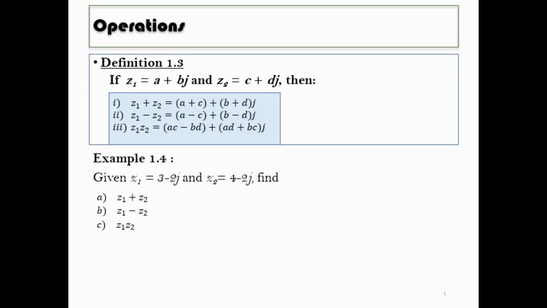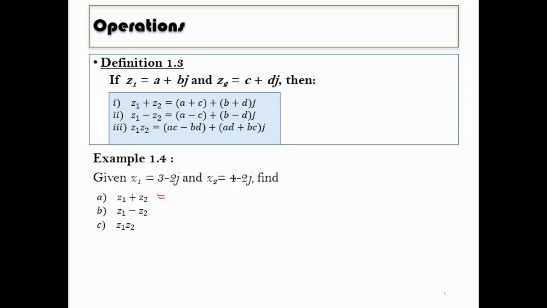Okay, next we will proceed with the operations of complex numbers. You have to know how to add, subtract, and multiply two complex numbers. If you want to add two complex numbers, for example Z1 and Z2, we add real part with real part and imaginary part with imaginary part. The same thing if we want to subtract: we subtract real part with real part, imaginary with imaginary part. If we want to multiply, we need to expand. Let us take a look at the example so that you will have a clear view on this.